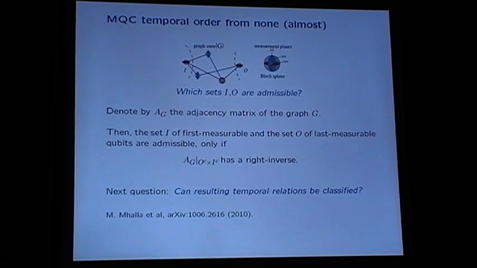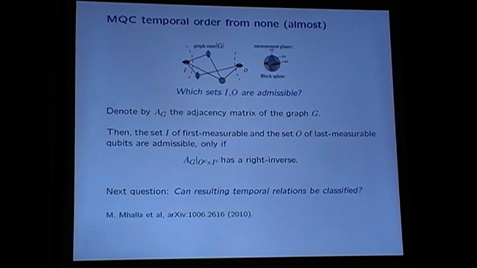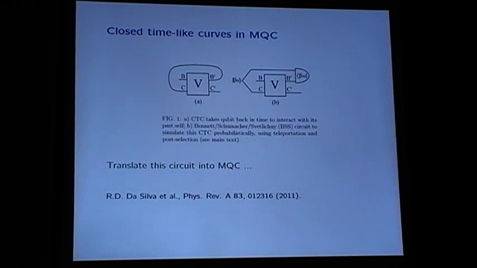Okay? And then the question arises, so if you don't know those sets, then maybe you can go through all the possible combinations. So the question arises, which sets are admissible here? And this question has also been answered. So a necessary condition has been given. The adjacency matrix of that graph, restricted to the proper subset of rows and columns, must have an inverse. So the question that now is open is, just given the graph and the measurement planes, can the resulting temporal orders be classified? And this is one of the questions that we are answering with our work.